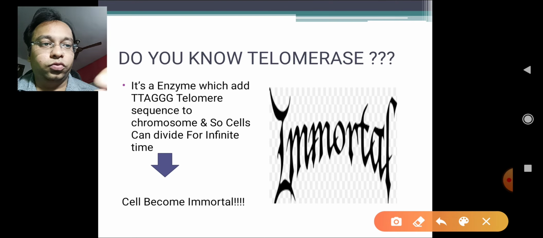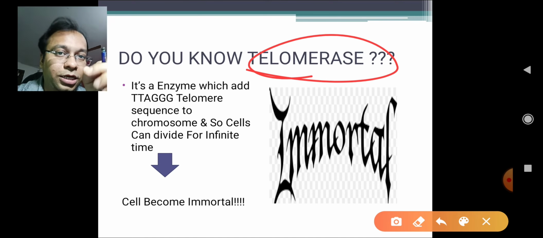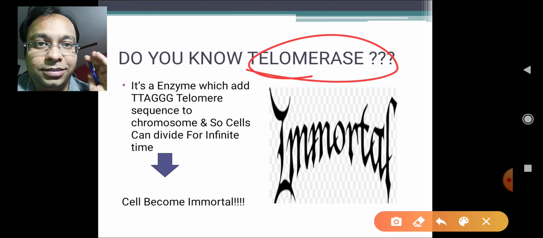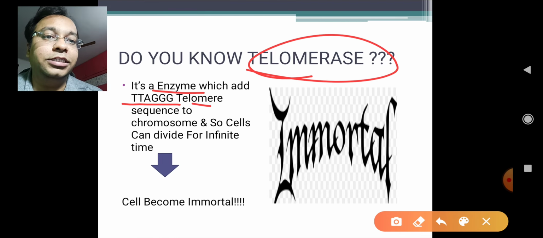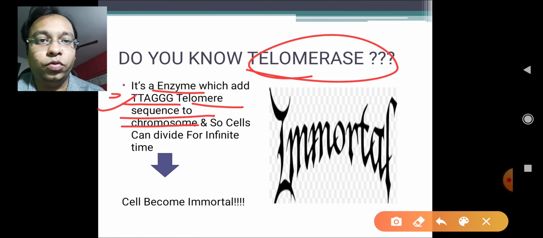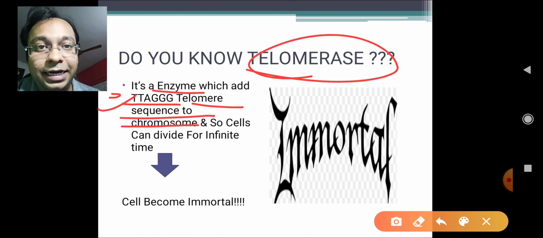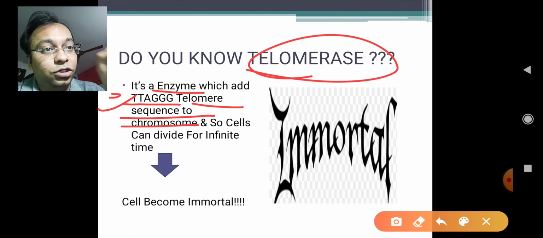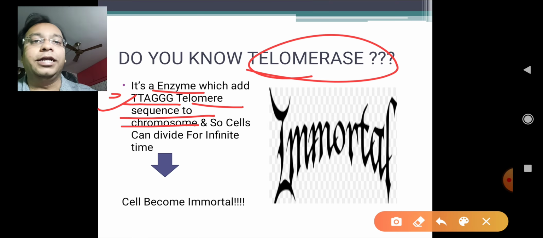Now this image is not related to our topic of aging, but as we have discussed telomere, I will explain this also. Do you know what telomerase is? Have you ever heard the name telomerase? You might have heard it in the neoplasia chapter. It's a reverse transcriptase enzyme which has the capacity to add the TTAGGG telomere sequence to the chromosome. Can you get it? This nucleotide sequence is a telomere, so this enzyme can add the telomere. Suppose after 4 to 5 cell divisions, you have lost a certain portion of telomere. This enzyme can add the telomere back. So what happens? Your cell will divide for infinite time.